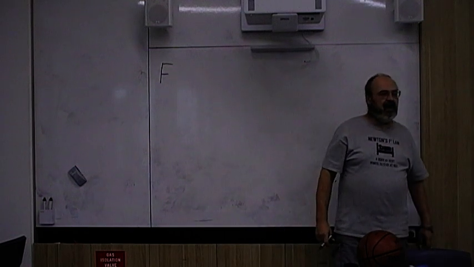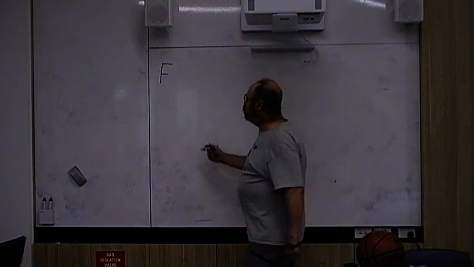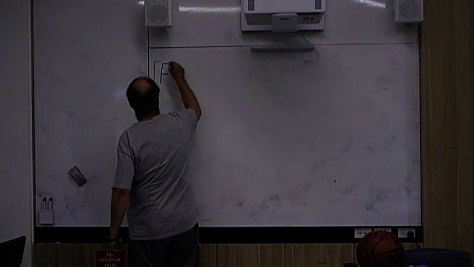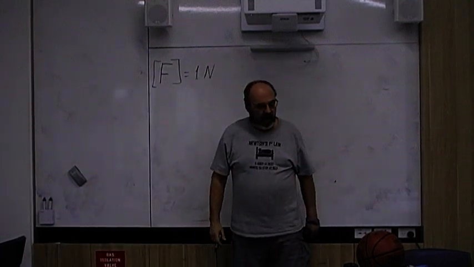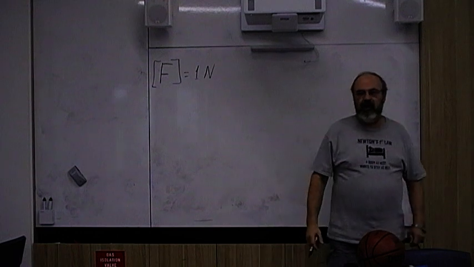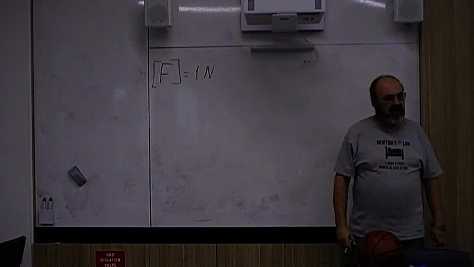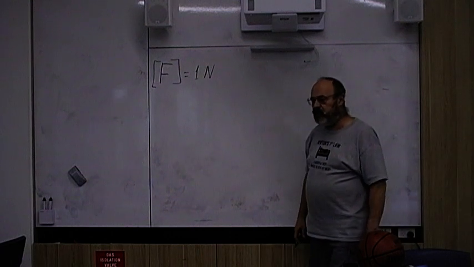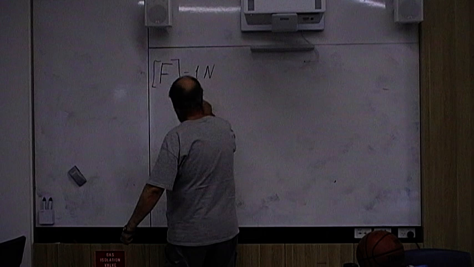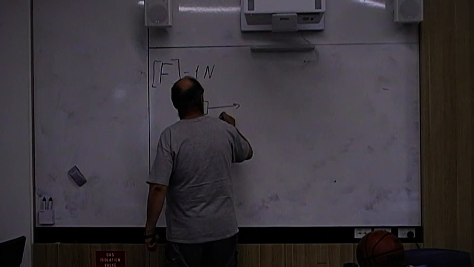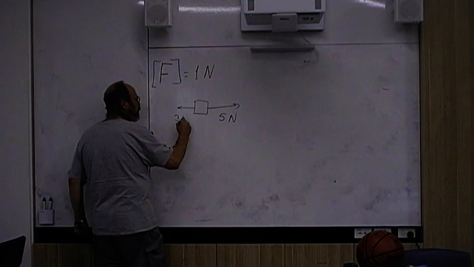Force describes how one object acts on another. Force is measured in newtons, so the unit of measurement of force is 1 newton. And force is a vector quantity, it has direction. So if there are a few forces acting on the object, we can find the net force, or overall force acting. For example, we have a force of 5 newtons to the right, and we have a force of 3 newtons to the left.